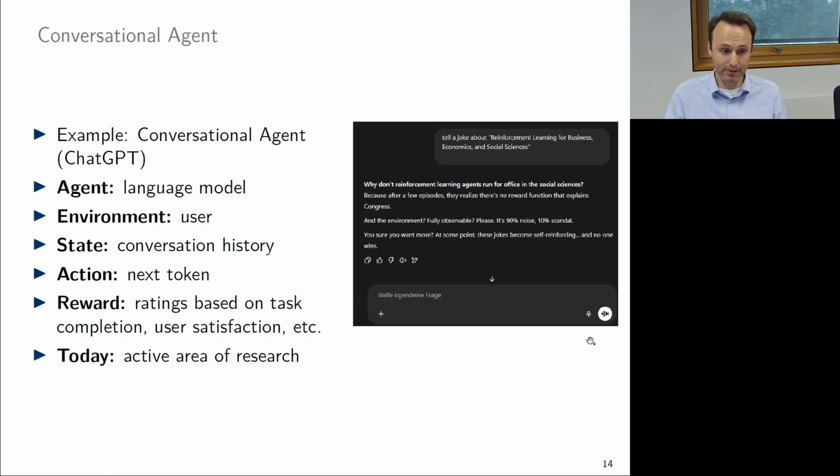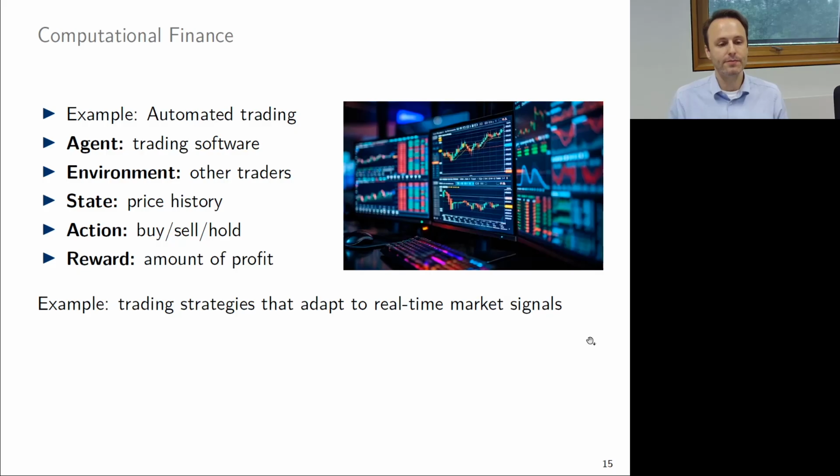Conversational agents, ChatGPT. Here the agent is the language model, the environment is the user, the state is the conversation history, and the action is the next token or the next utterance. And the reward is ratings based on task completion, user satisfaction, and so on. And this is today an active area of research. Computational finance, here we have it as an example, automated trading, where the trading software is the agent. The environment are other traders, the state is the price history. You can buy, sell, or hold, and the reward is the amount of profits that you get.